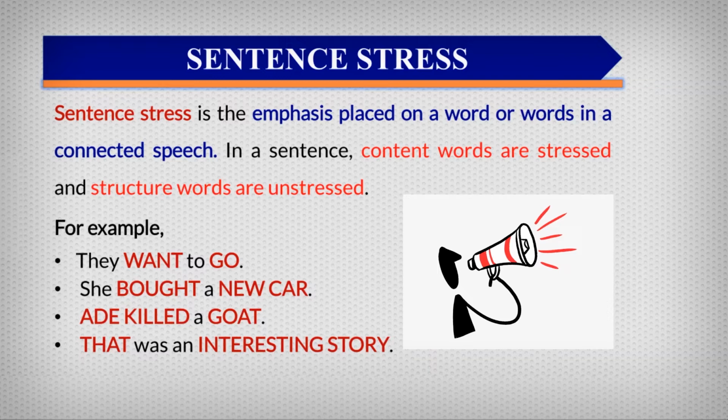First, we have they want to go. Notice that want and go are stressed. Next, we have she bought a new car. Bought, new, and car are stressed. Moving on, we have Ade killed a goat. Ade, killed, and goat are stressed. And lastly, we have that was an interesting story. That, interesting, and story are stressed. Note that these words that are stressed are content words.